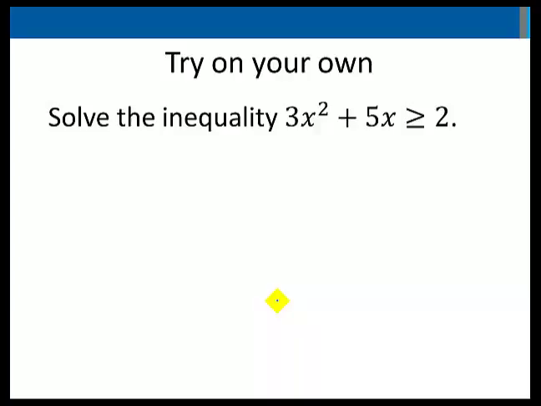Try on your own. Solve the inequality 3x squared plus 5x is greater than or equal to 2.